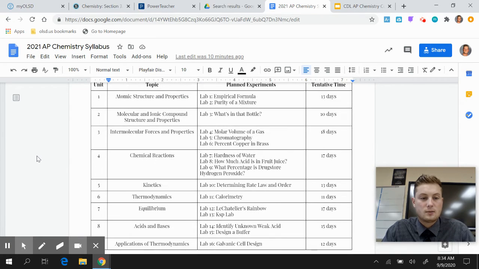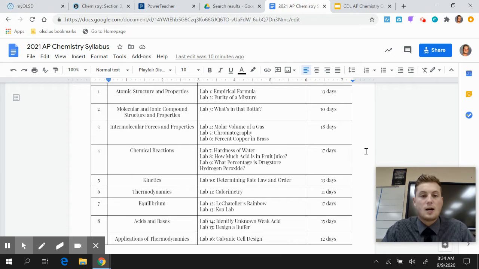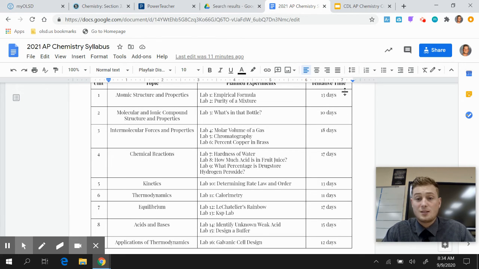So here is the outline. There are 9 of them. This is laid out exactly how the College Board, the AP committee, lays it out. We're starting with number 1, atomic structure and properties. There are 2 labs, and as you see over here on the right, this is the tentative time. So we'll take about 2 weeks or so to get through unit 1. There will be the unit test, and then unit 2, and so on and so forth. The first semester we should get close to being done with unit 5. And then second semester, we should finish 6 through 9, come back from spring break and start reviewing.